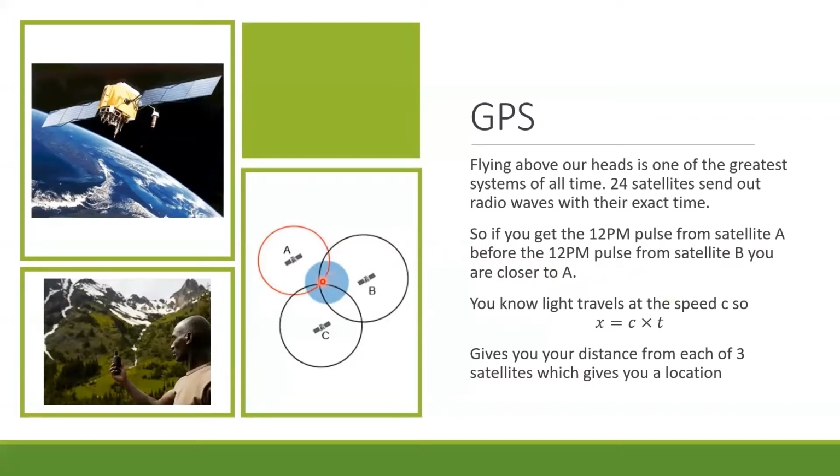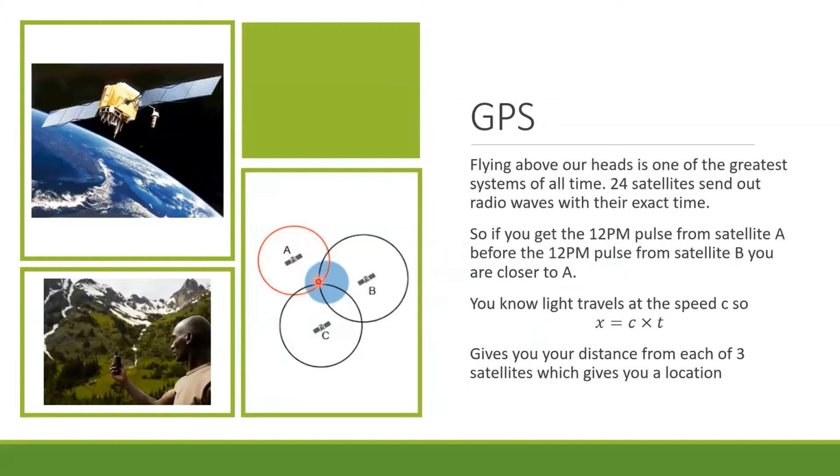So if you were sitting at this point here, imagine that a bell rings in town A at 12 p.m., and you hear the bell ringing in town A before you hear the bell ringing in town B. That bell ring has got a longer distance to travel. So therefore you must be close to satellite A.